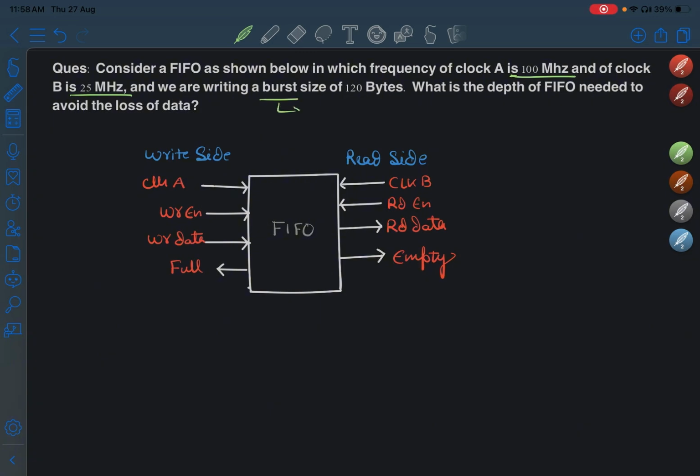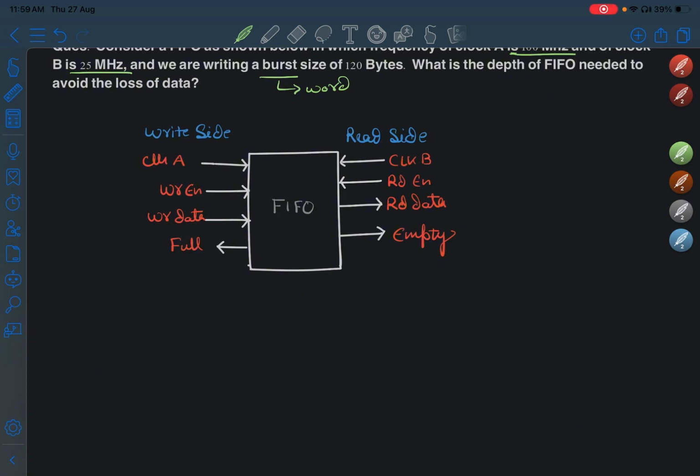Burst, you can say it's a word, right? What is the depth of FIFO needed to avoid the loss of data? Initially, we should know why do we need a FIFO?